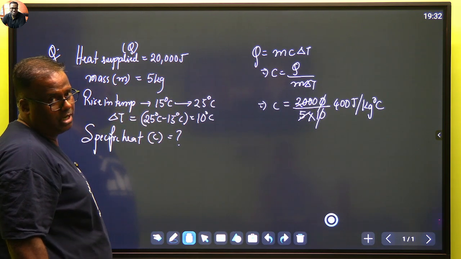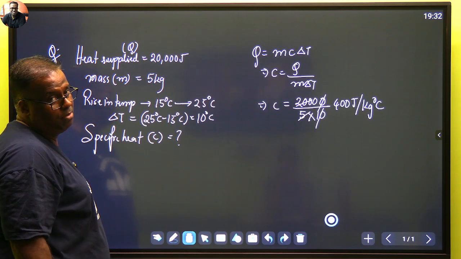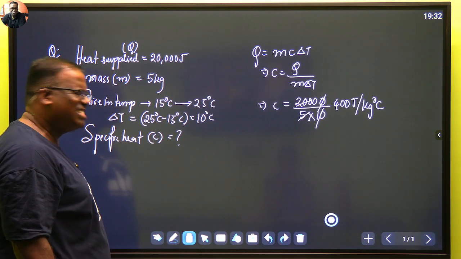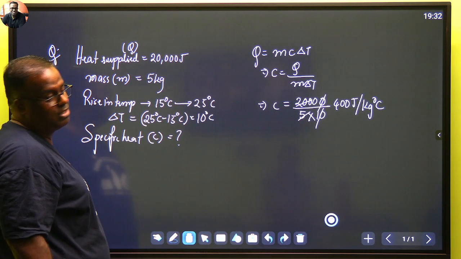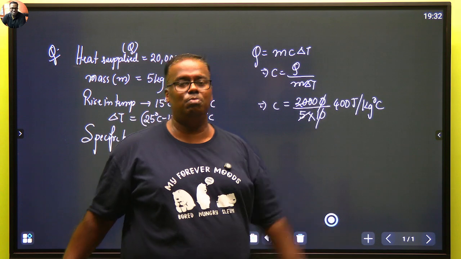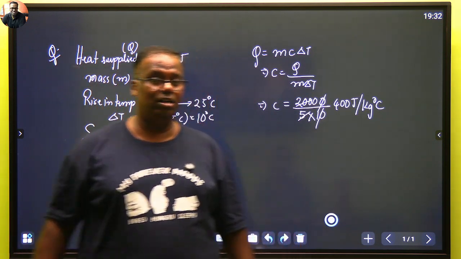If this problem had been reported in Kelvin instead of Celsius, nothing would be different for us, because it will be delta T anyway. But in that case, the answer should be reported as joules per kg Kelvin, not degree Kelvin.